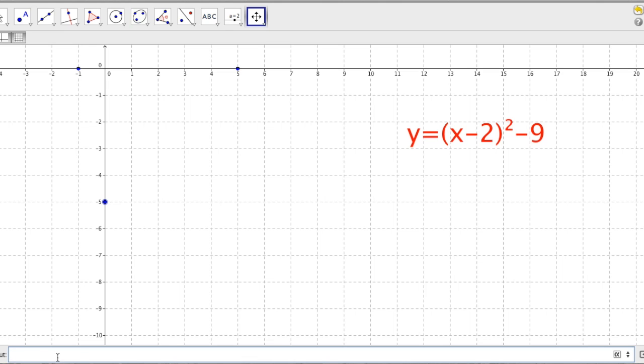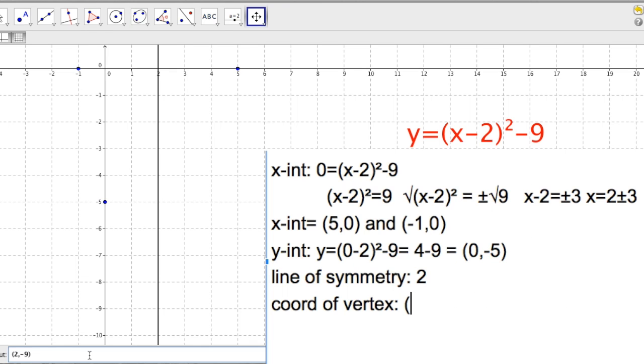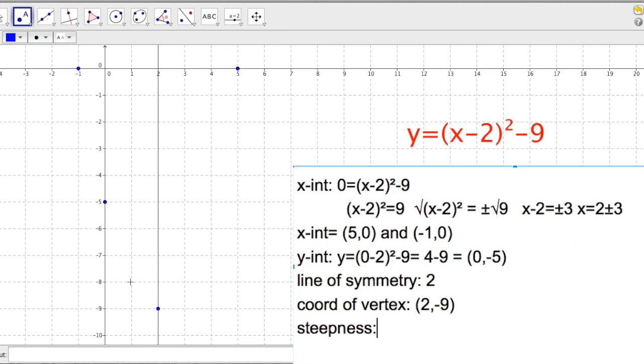Your line of symmetry in this equation will be the inverse of h, which in this case will be 2. The coordinates of the vertex in all equations will end up being the line of symmetry and k, which is negative 9. And your final answer will be 2, negative 9. To find the steepness of this equation, as you can see, a equals 1, and so you will follow the pattern of 1, 3, 5, 7, and so on.